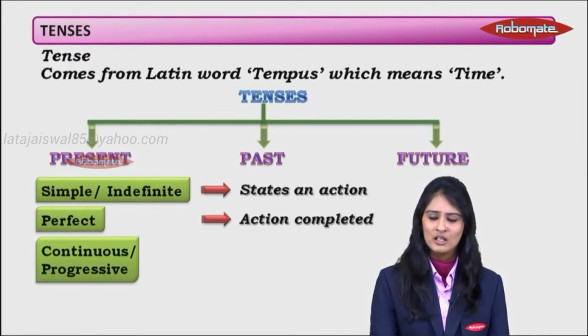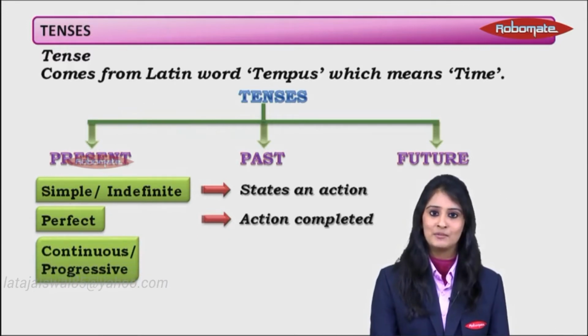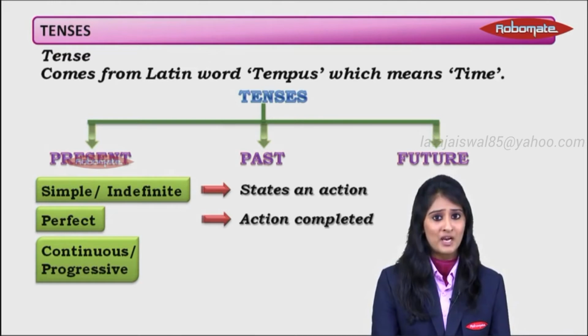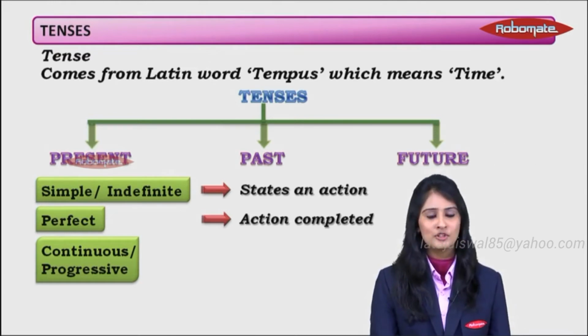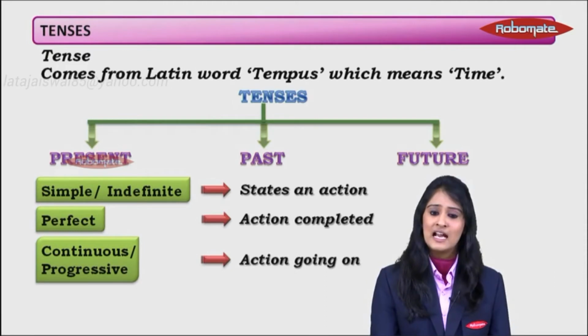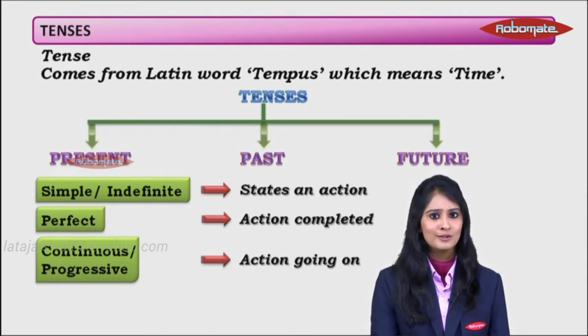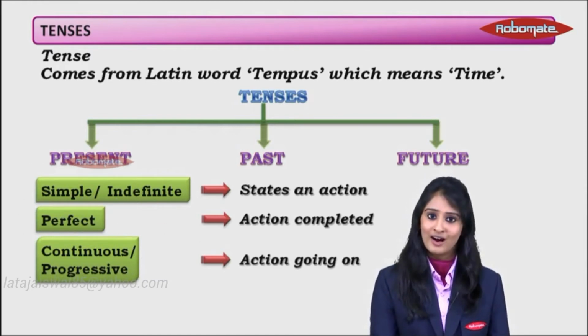The next one, continuous or progressive. We shall name them as present continuous or present progressive, past continuous or past progressive, future continuous or future progressive. It indicates an action which is going on. So, have we finished with the types of tenses?